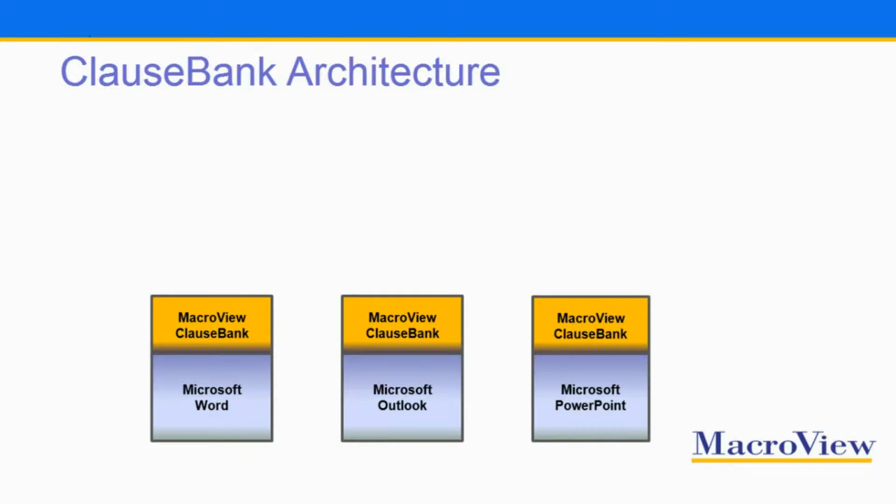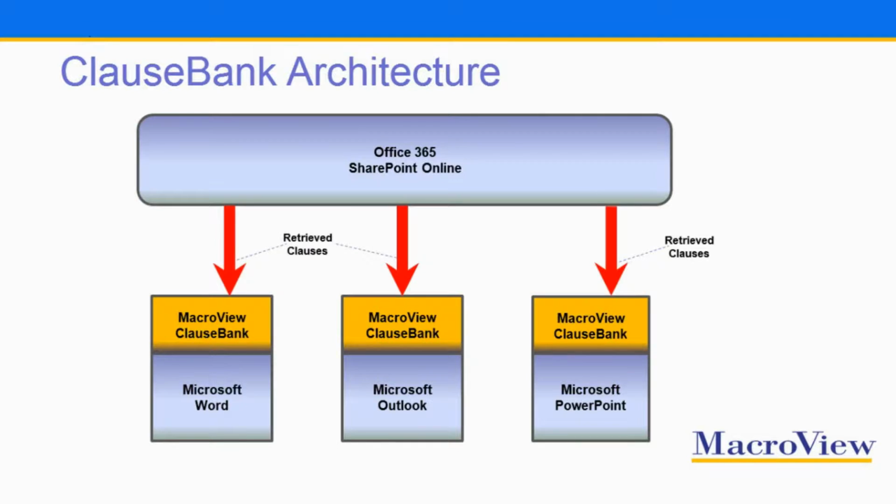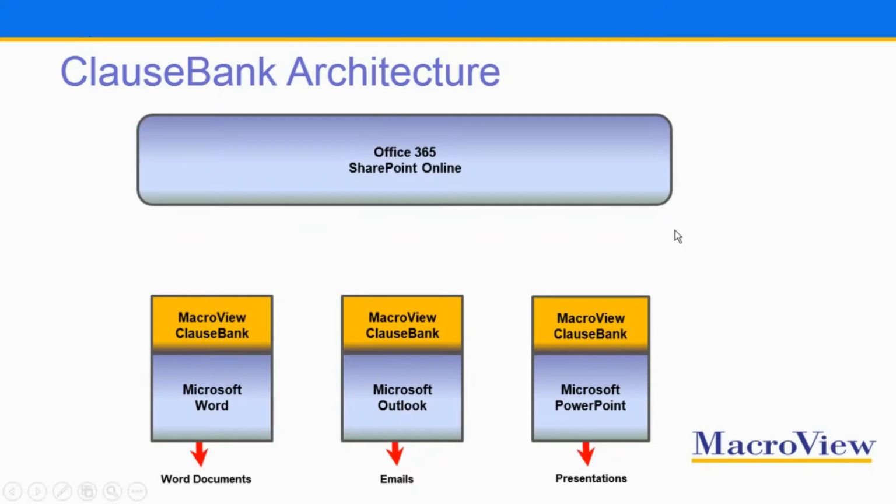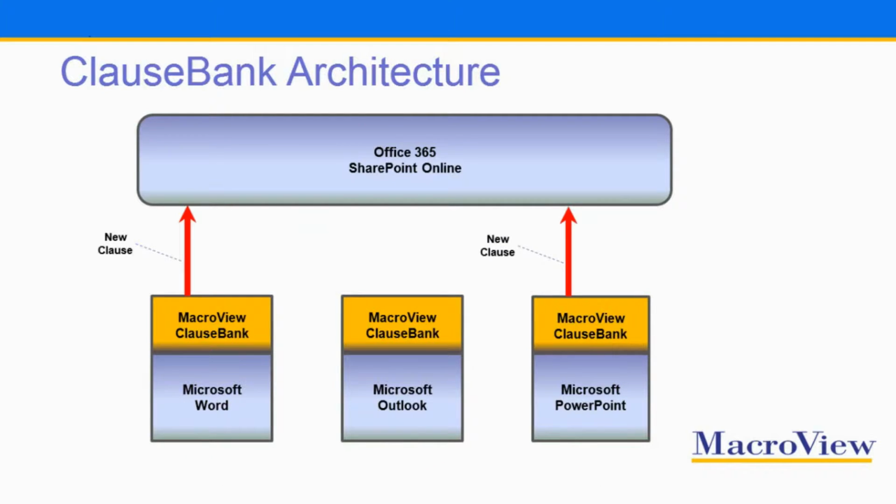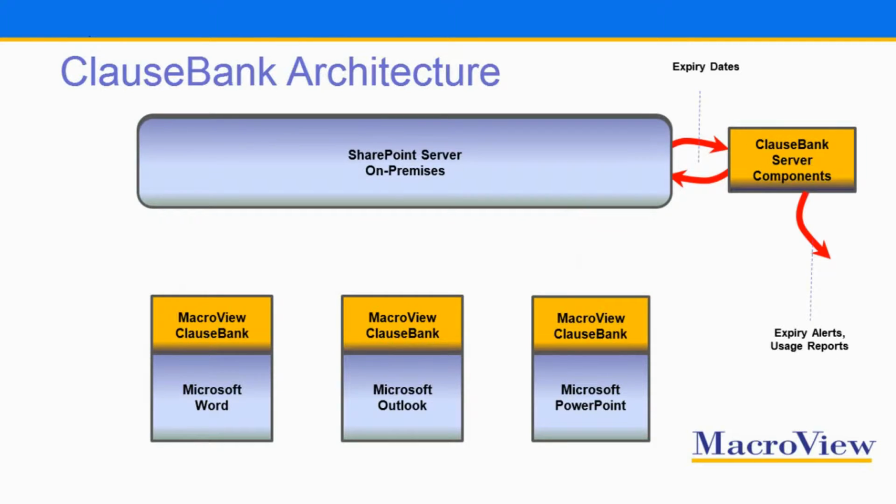Let's take a look at the architecture of MacroView Clause Bank solutions. We've seen Clause Bank working in Word. It also installs as a plugin in Outlook and PowerPoint. We've seen how Clause Bank makes it easy to find and reuse content stored in SharePoint Online document libraries in order to streamline the preparation of documents and emails and presentations. We've also seen how easy it is to add new content to Clause Bank from Microsoft Word. The same thing is available in Microsoft PowerPoint. You can also implement MacroView Clause Bank with an on-premise SharePoint server, in which case you get additional facilities around automatic expiry of content and usage reports.